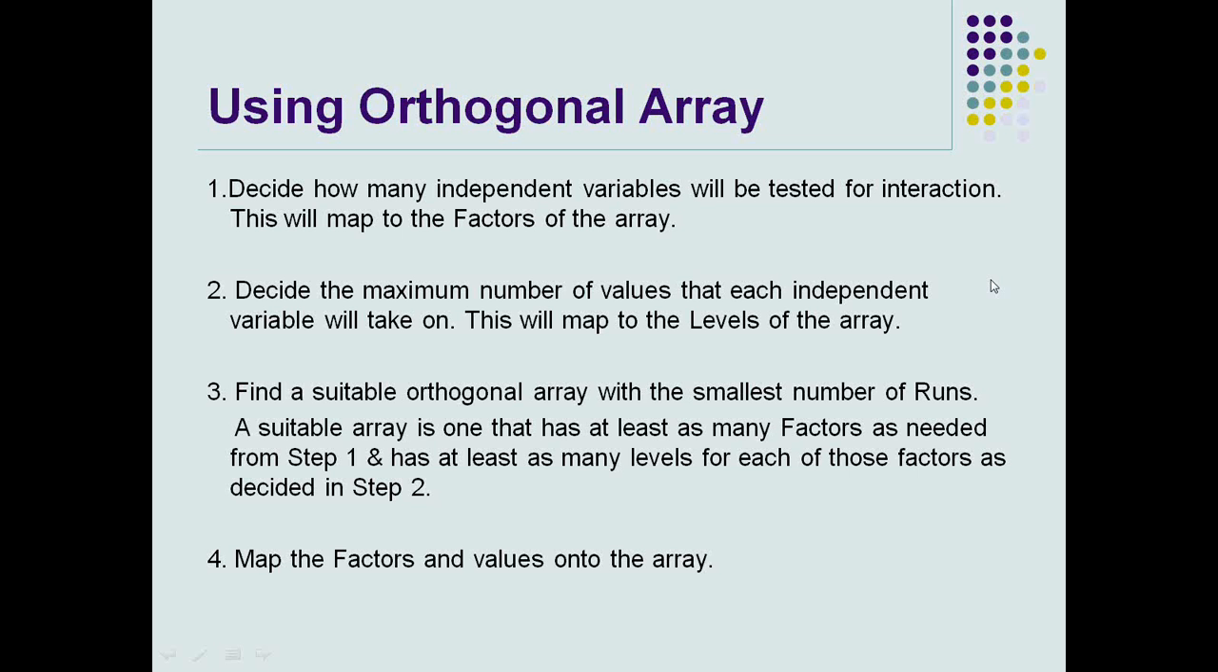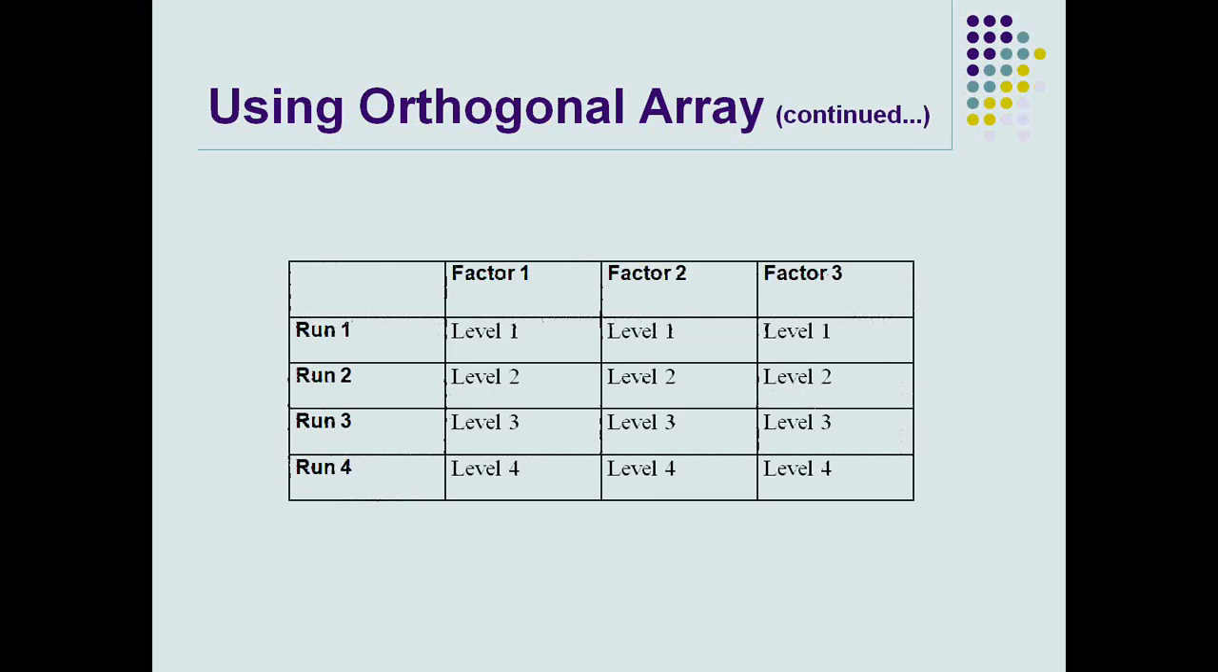And in order to find a suitable orthogonal array with the smallest number of runs, we arrange it in a grid format, wherein it will give us an array format like this. So this is the one which I was referring to.